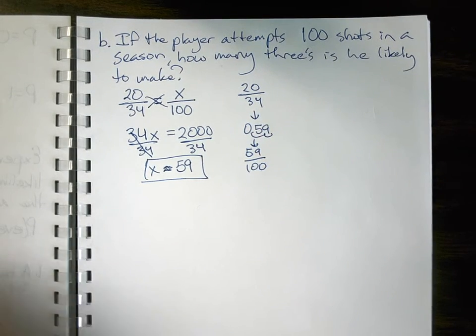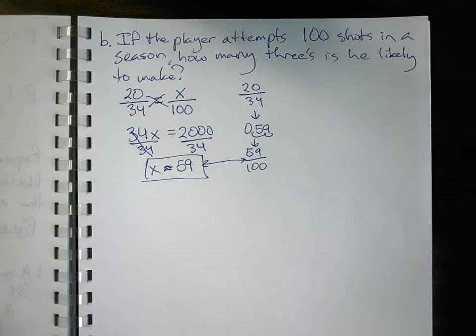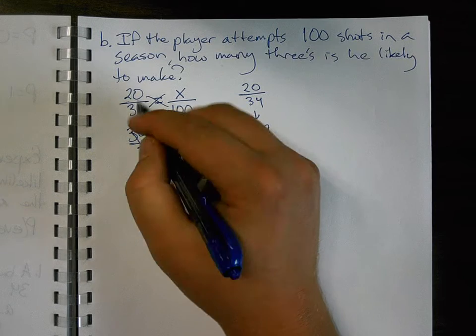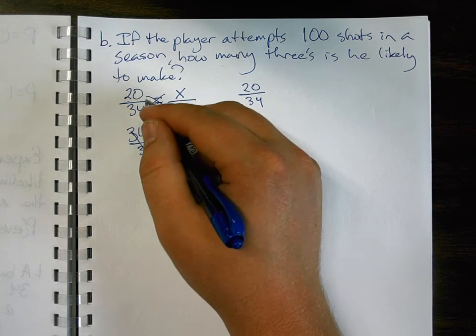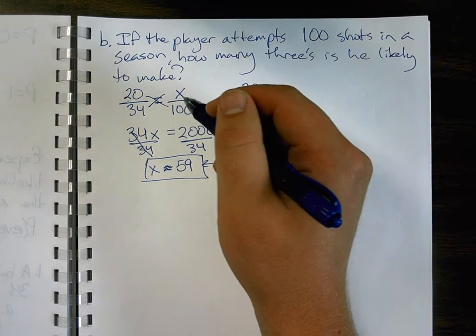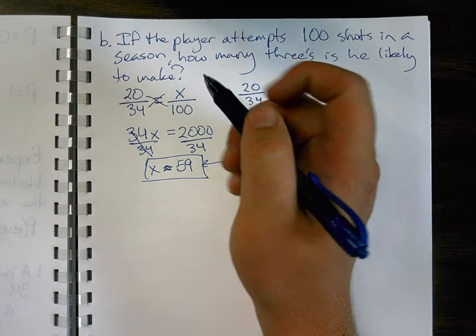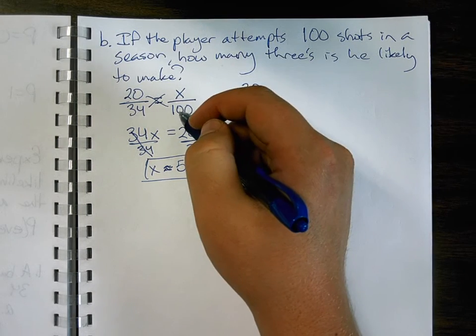And that matches up with this. So you see this percentage: out of every 34 shot attempts, he made 20. So his percentage of success is about 59%. So then if you have 100 shot attempts, it's just going to be 59.